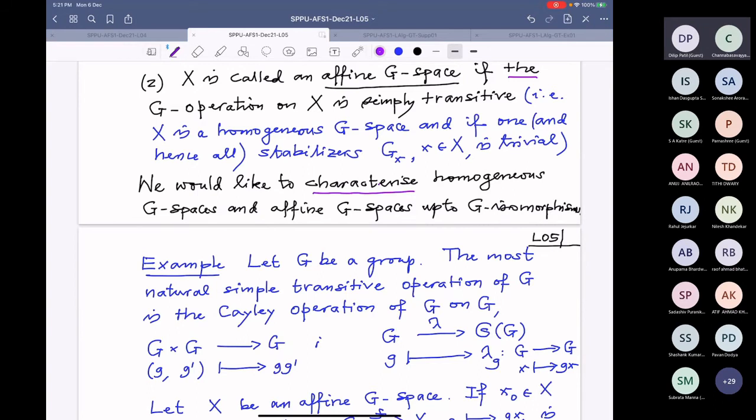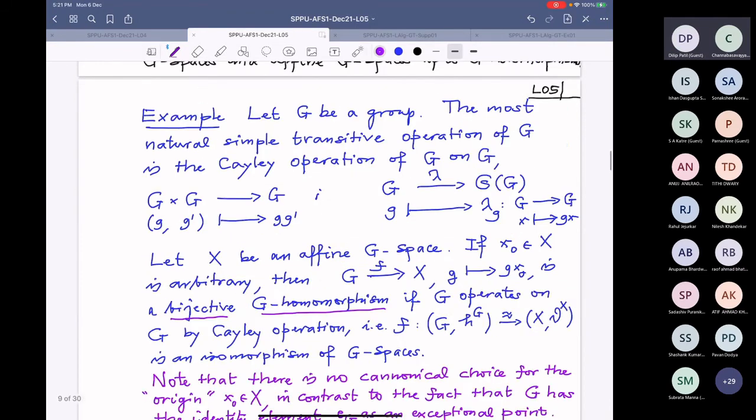So what do you have to prove? I am first taking up a characterization for affine G spaces. And I got hold of a model example, that is the Cayley operation, and we have checked that it is simple transitive. And now I will take any other affine G space and show that it is G isomorphic to the Cayley operation of G on G. Is the aim clear?